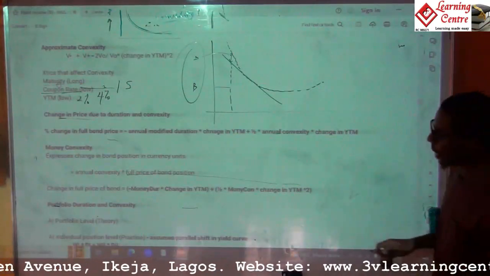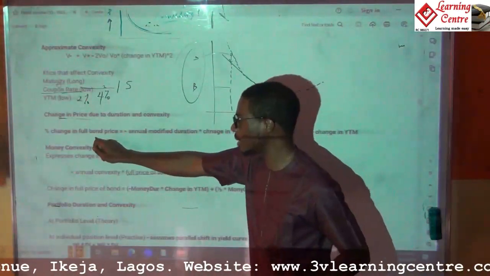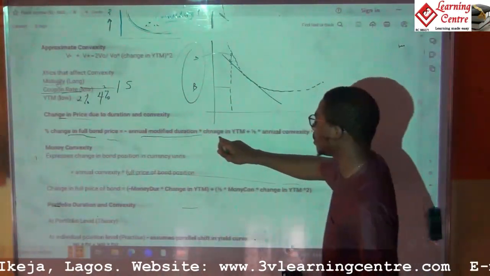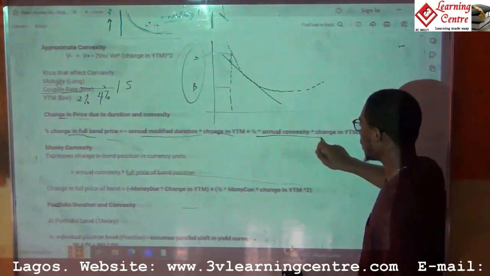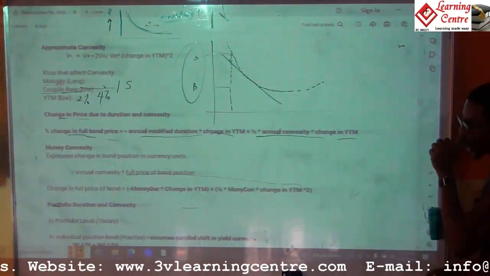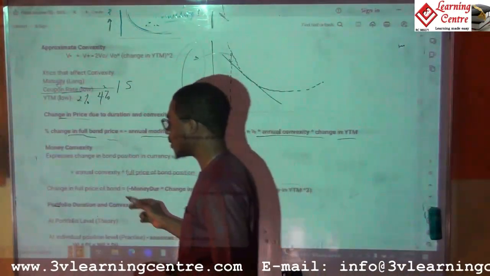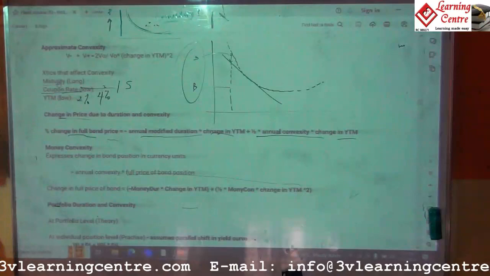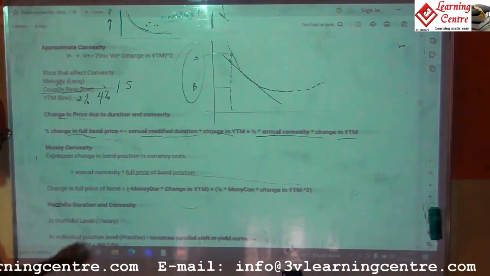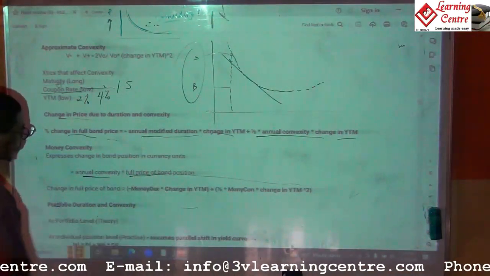Yes, that's what this is doing. Then it's the full price change: modified duration times change in YTM, plus half times convexity times change in YTM squared. Same thing goes for doing money convexity. You do the manipulation the right way too: annual convexity times full price and return.